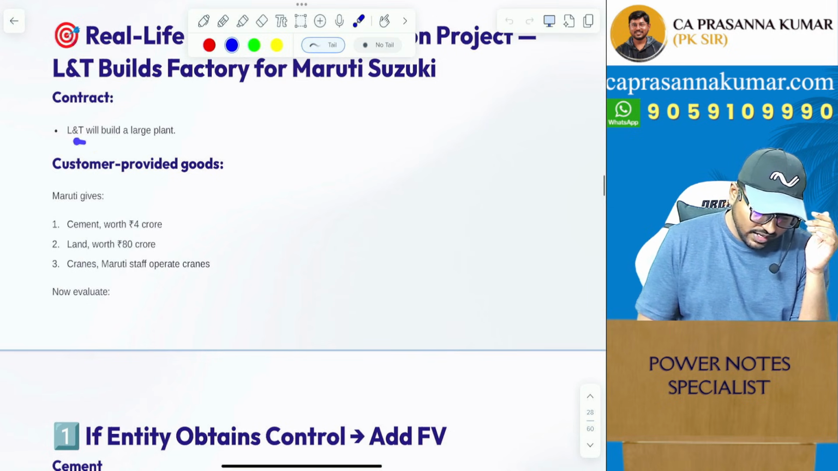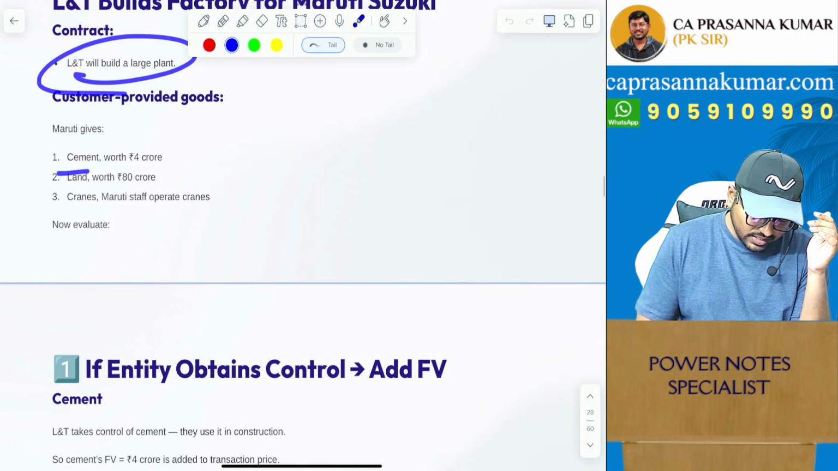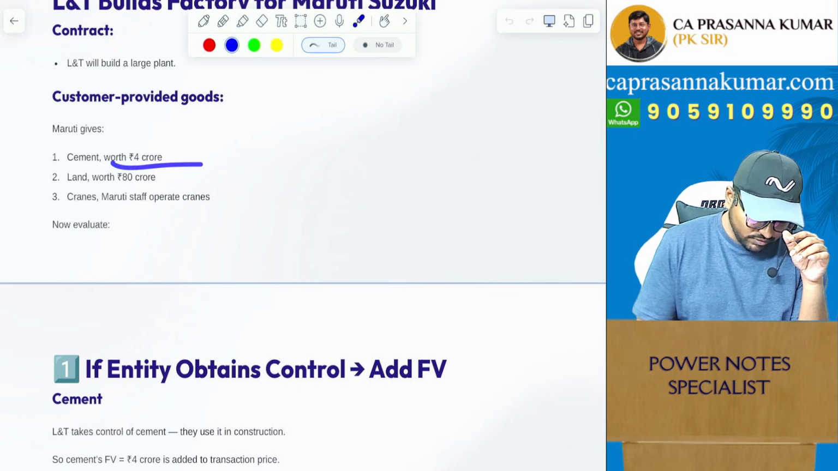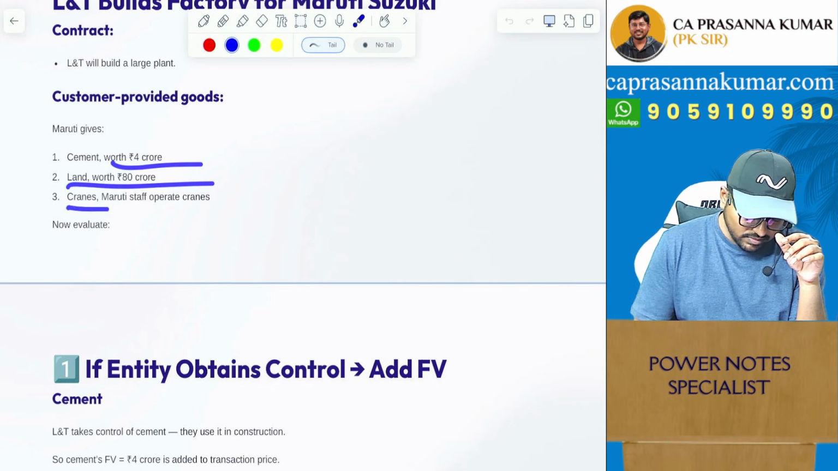See here, L&T will build a large plant. Cement is being provided by Maruti, who is the customer. Same example only now, so I'm going straight away. Worth 4 crore, land worth 80 crore. Cranes, and Maruti staff operate the cranes.